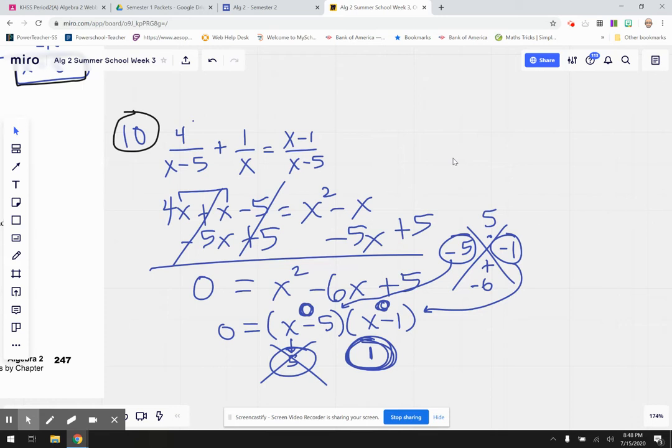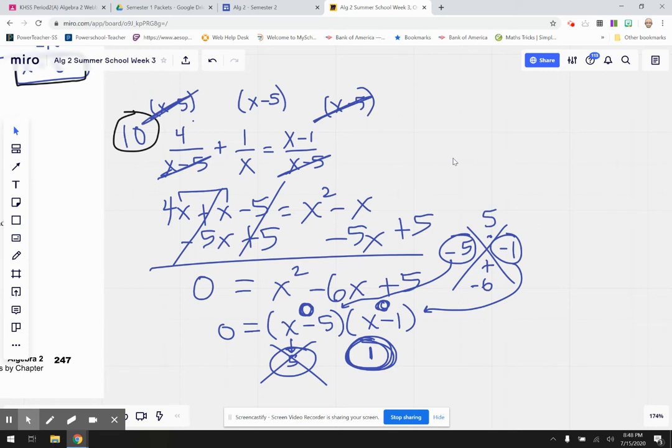4 over x minus 5, 1 over x. Okay, good. All right, so what's going to get rid of our first fraction? Our first denominator is x minus 5. So we need to multiply everything by x minus 5 because that's going to get rid of the first denominator. So everything gets multiplied by x minus 5. It also gets rid of the third denominator. Now, it doesn't get rid of the second one.